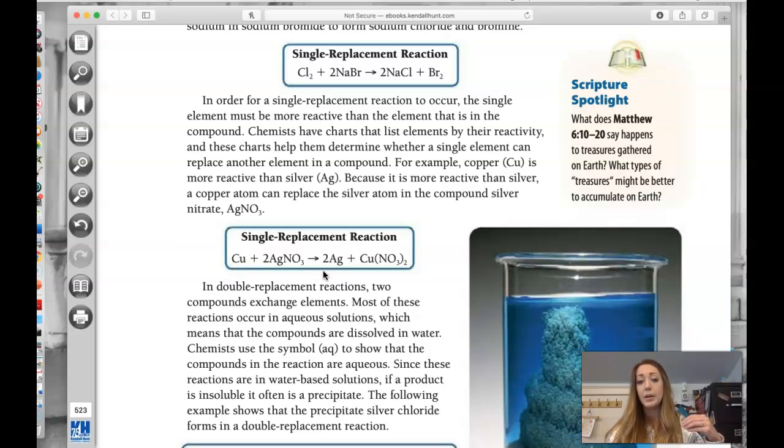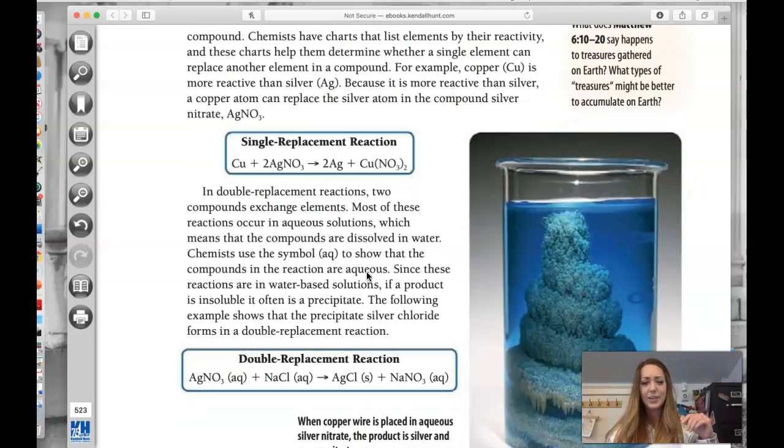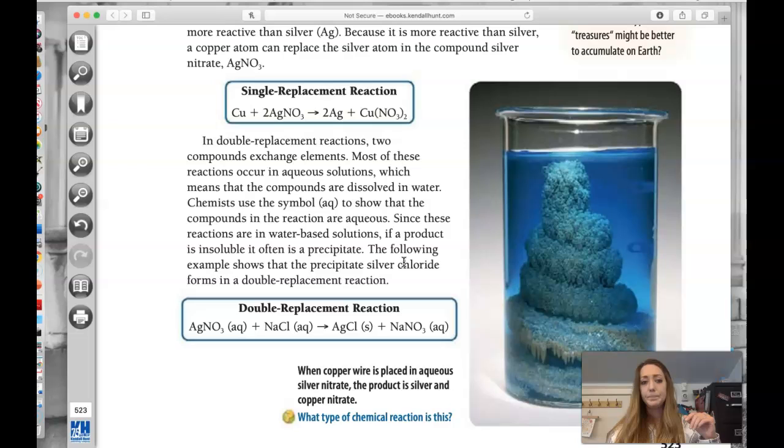So here's our copper, and there's our silver nitrate, and all of a sudden our copper and our silver did the switcheroo. Okay, and what makes them more reactive? The amount of electrons in their outer orbital. How many valence electrons? You are correct.